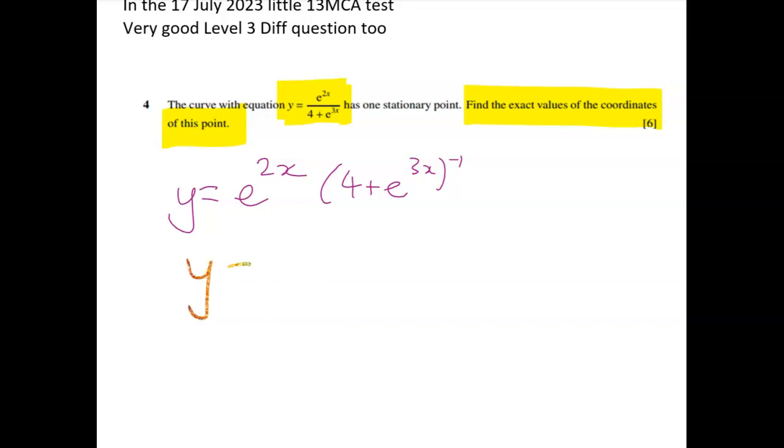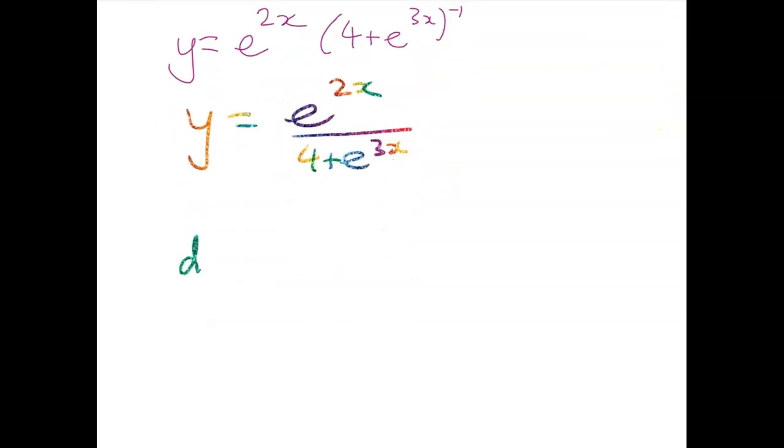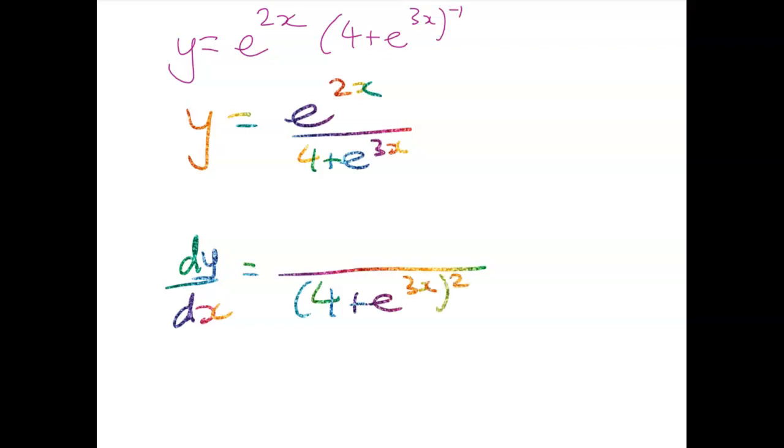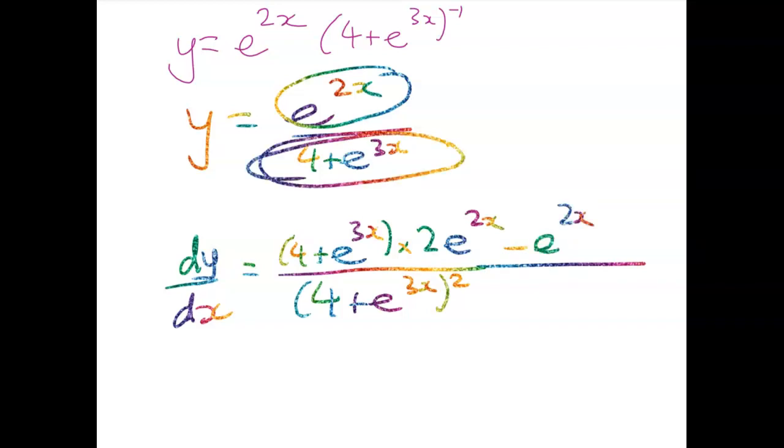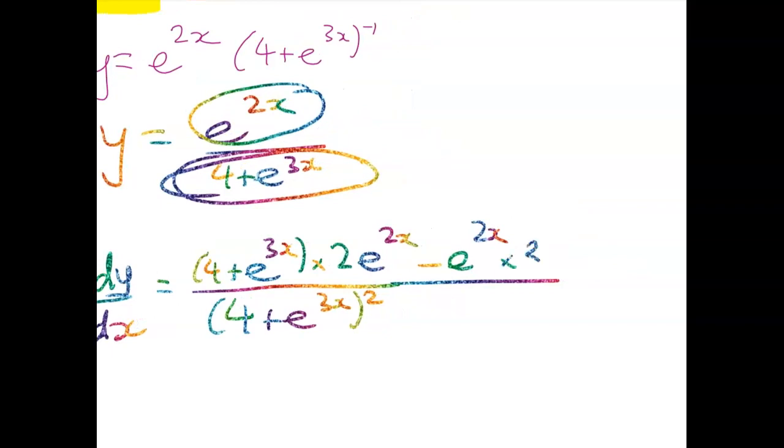Okay, let's try again. So we've got this, and we're just going to get on with doing the quotient rule. I'm not going to write that all out. If you need to write that all out, you probably need to go back to the Delta book and do a whole lot of practice. Start by squaring the denominator, copy that up to the numerator, and now multiply by the derivative of this, which is 2e to the 2x. And now we subtract e to the 2x times the derivative of this, which is 3e to the 3x.